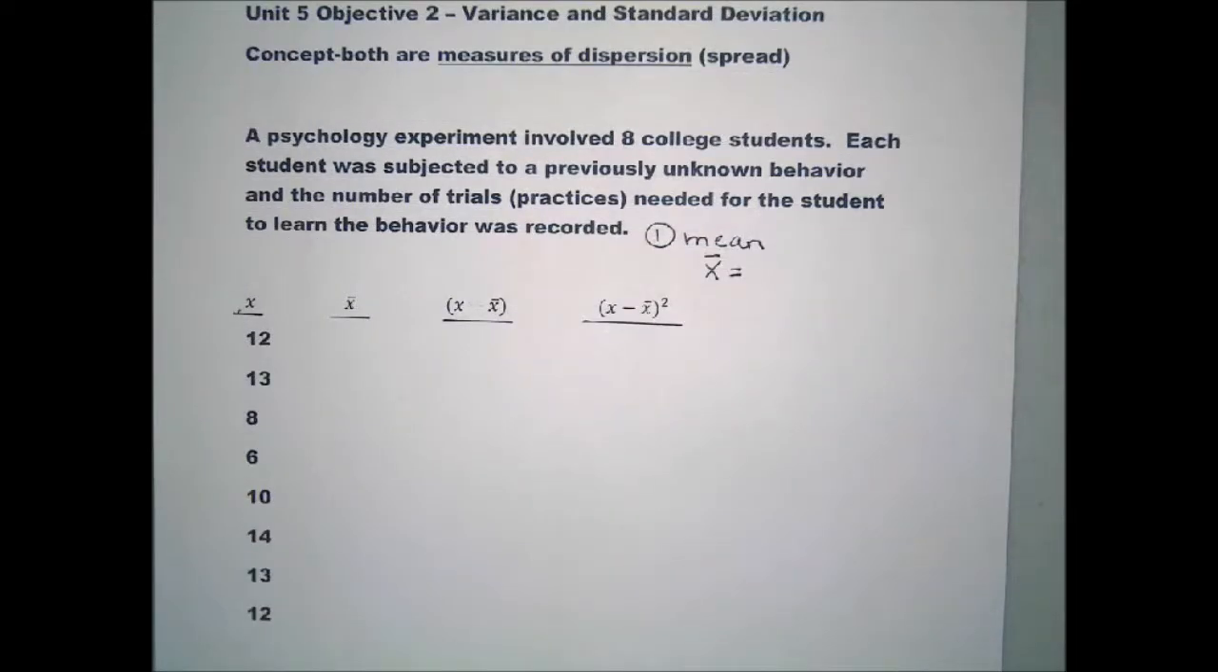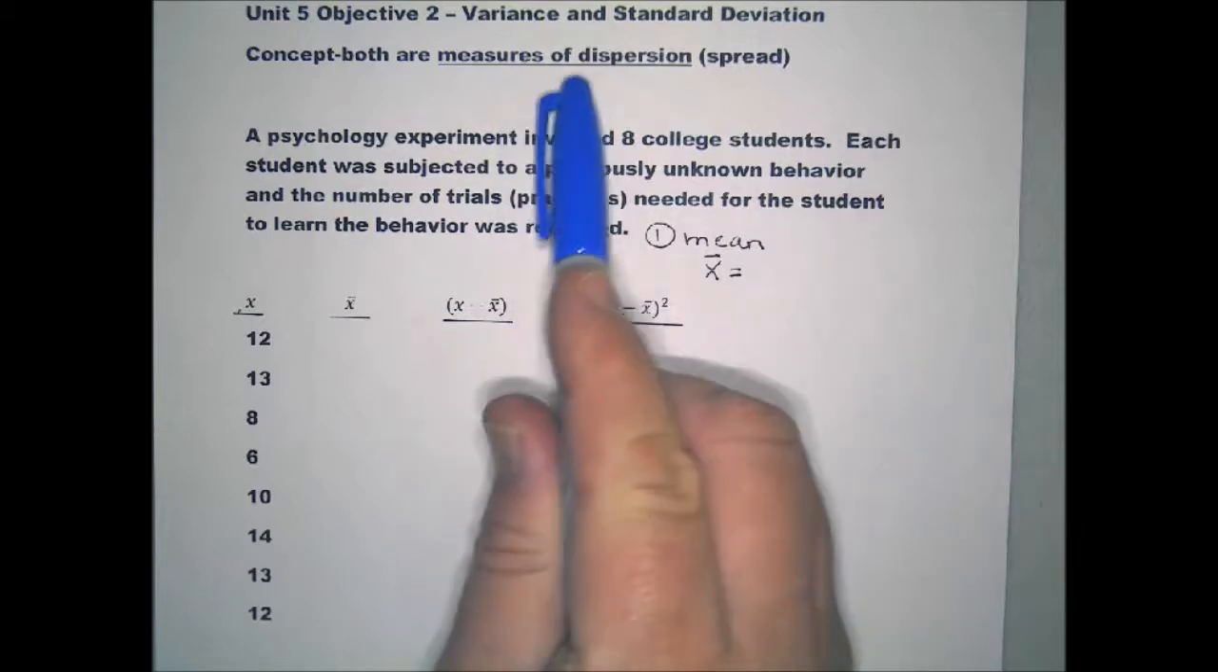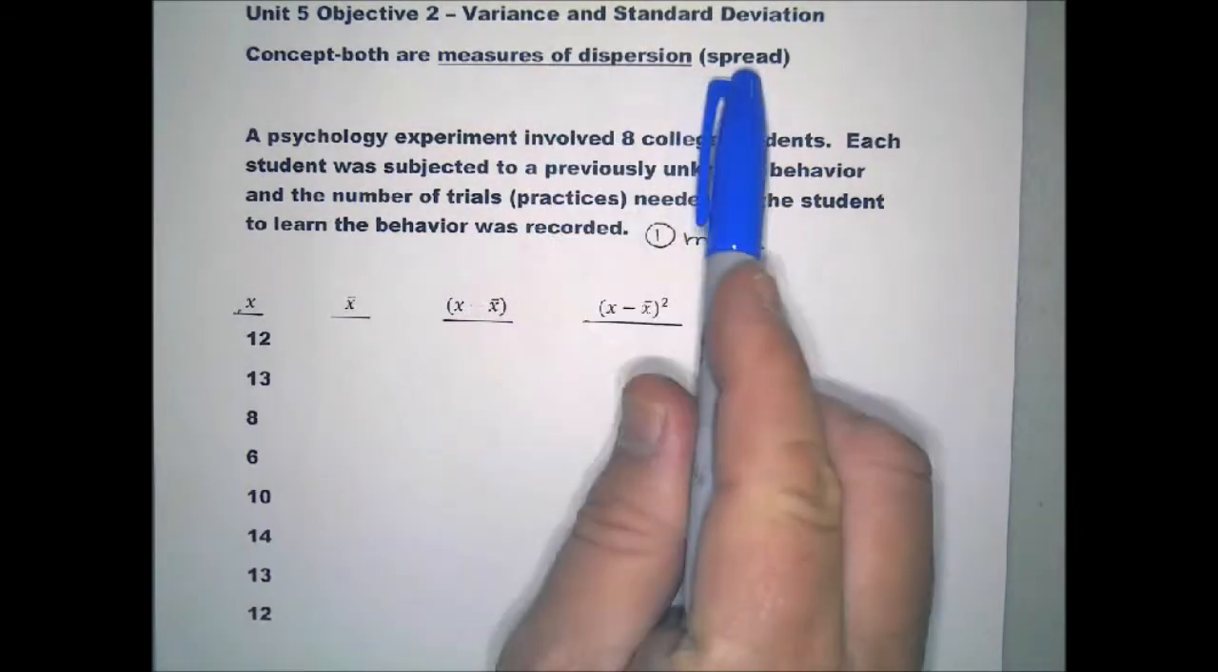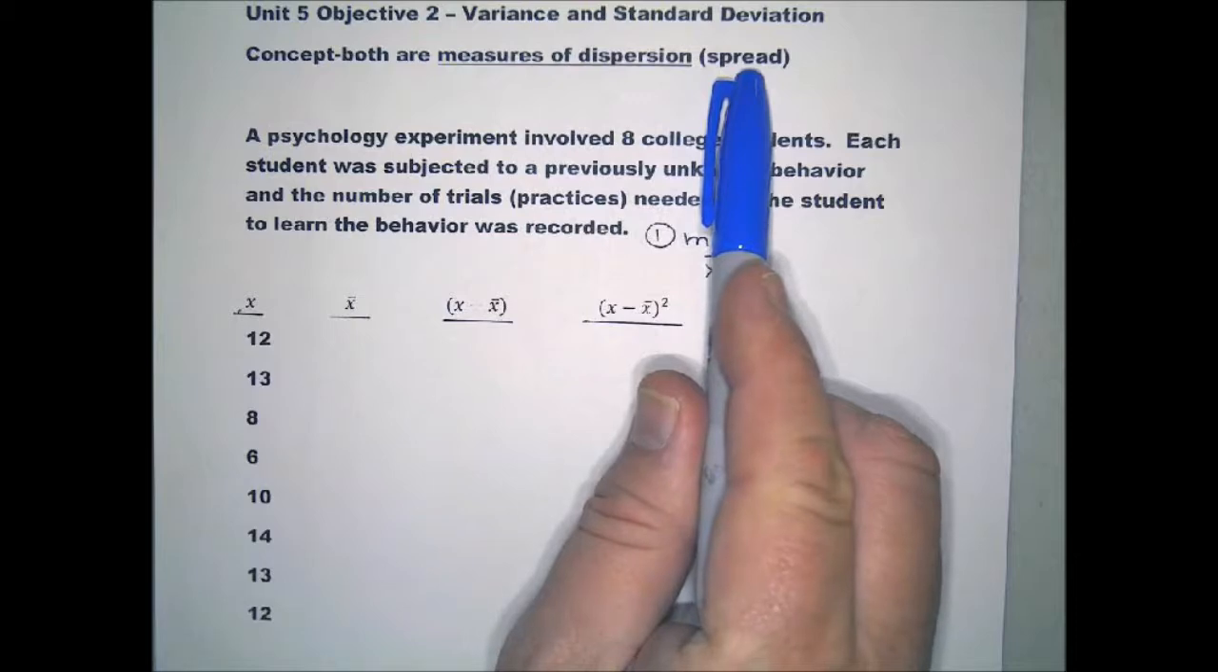For Unit 5, Objective 2, we're looking at the concepts of variance and standard deviation. Now, if you're studying these concepts in your AP Stats class or a Stats and Probability class, you'd get a whole lot deeper into what these concepts mean. But for us, in Math 3, we're going to keep it as simple as we can, and we're just going to say these concepts are measures of dispersion, or how spread apart the data is within any given data set.